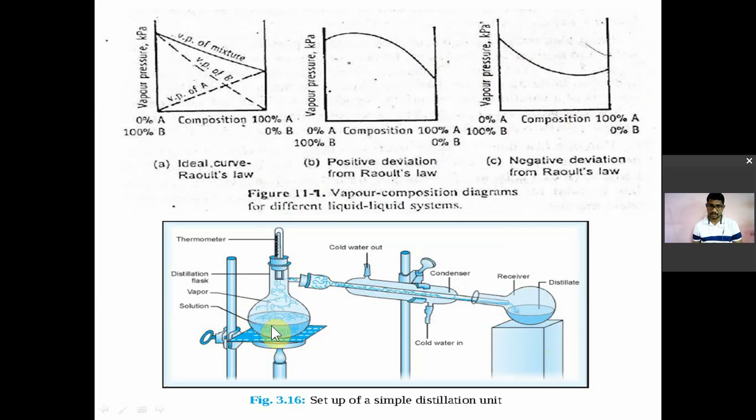So this is just a simple distillation unit. Here you will have the distillation flask, then the thermometer and all that, then the condenser, and this will be the receiver. Whatever material is to be distilled is known as the distillant. After the distillation, the product is known as the distillate.